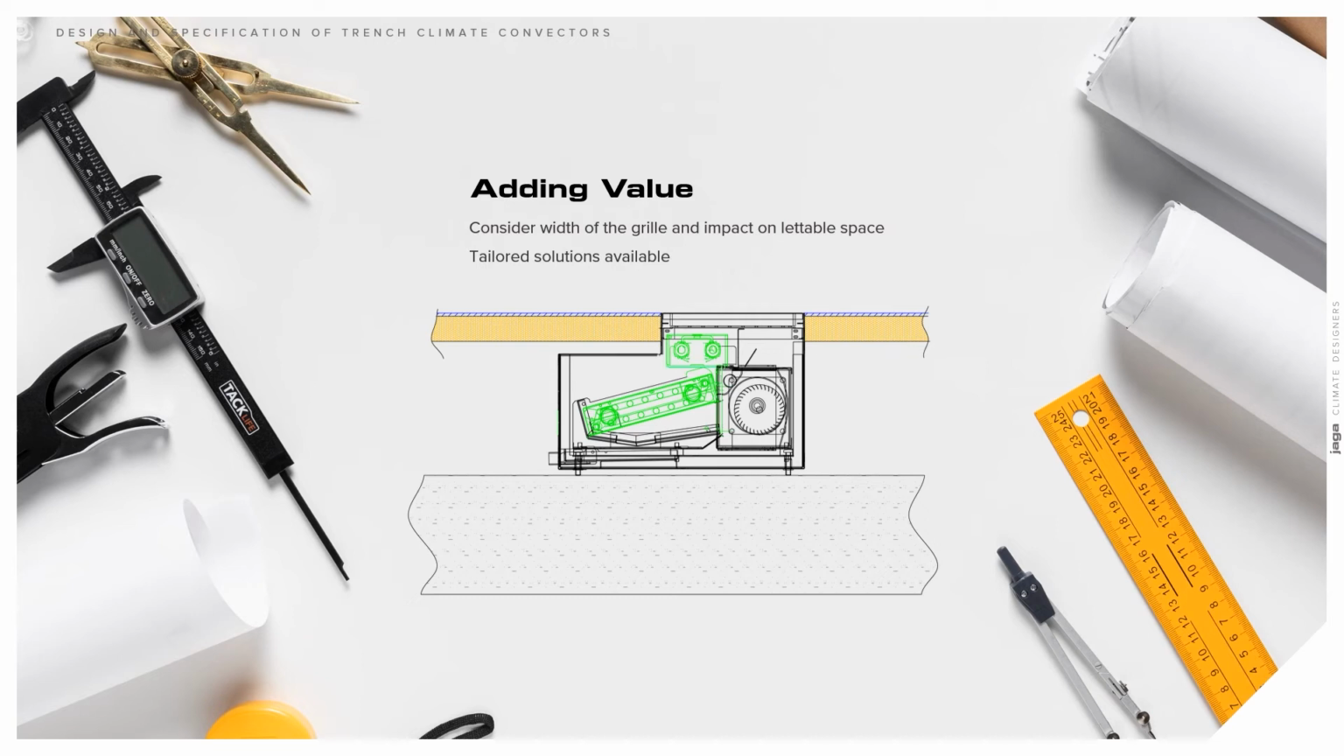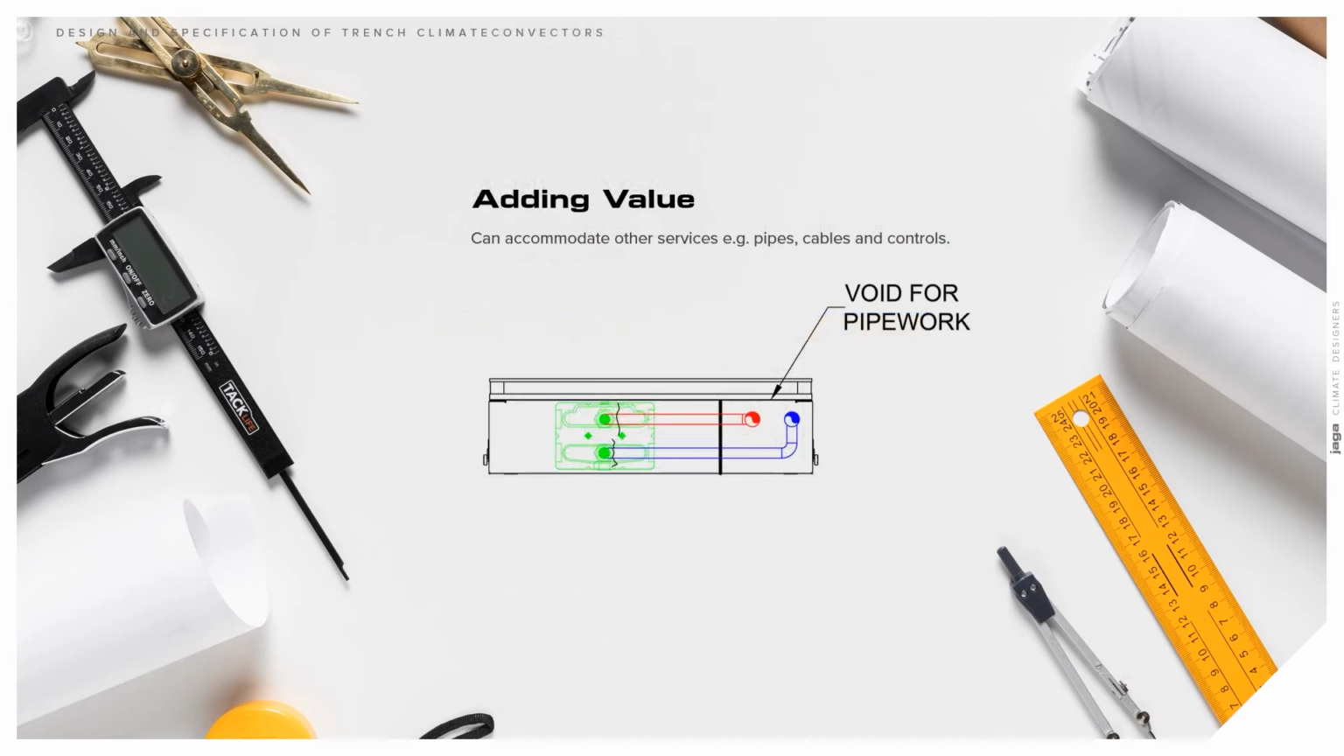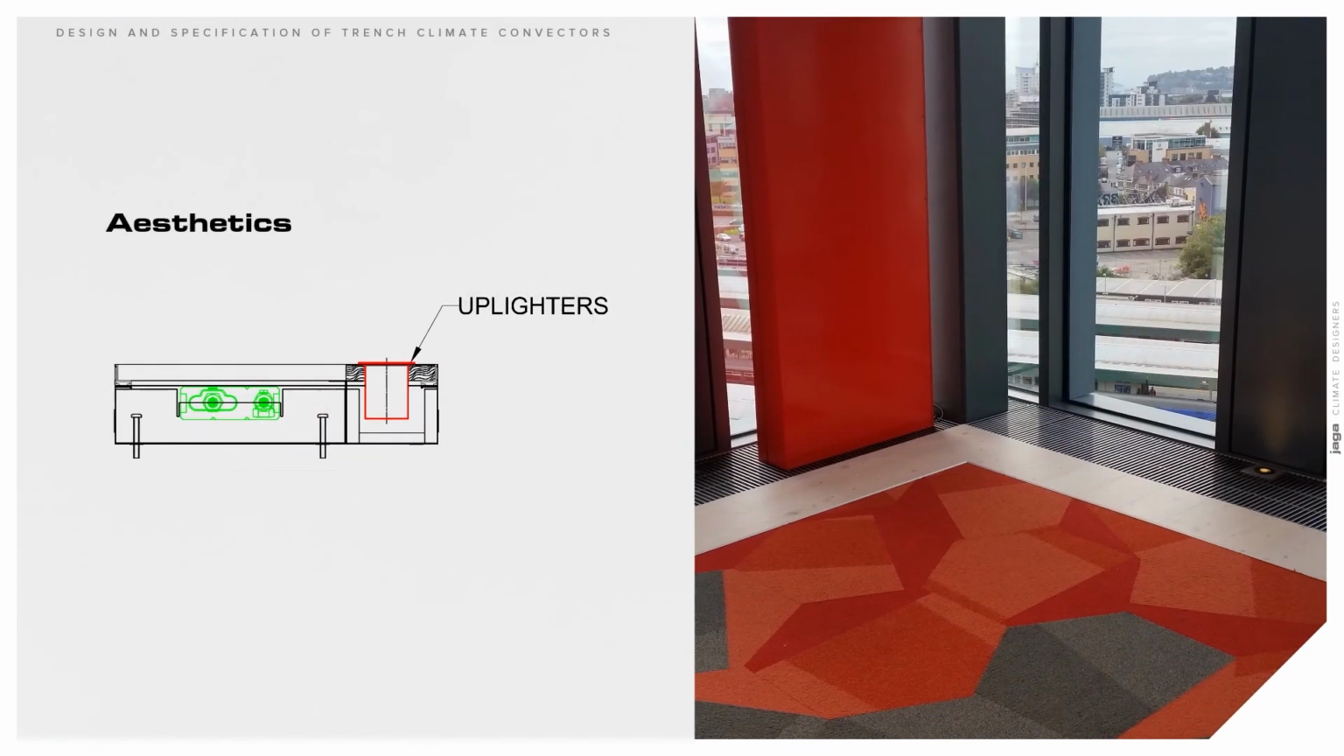The solution was to produce the equipment with a narrow grille, minimum height, and construction offset, with 50% sitting under the finished floor. Trench climate convectors can be tailored to suit exacting requirements in terms of length, height, and width. They can be enlarged to enable the laying of pipes, cables, and controls. Trench climate convectors look good, but why settle for good when you can make a statement? They can be used to house lighting, creating a low-level dramatic effect to facades.